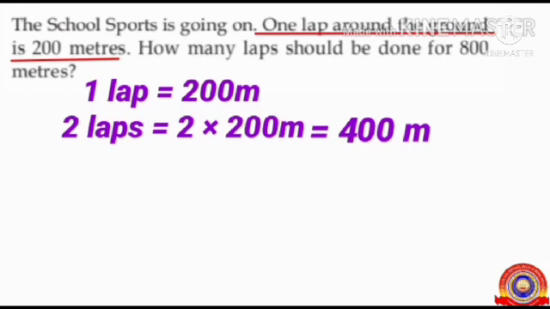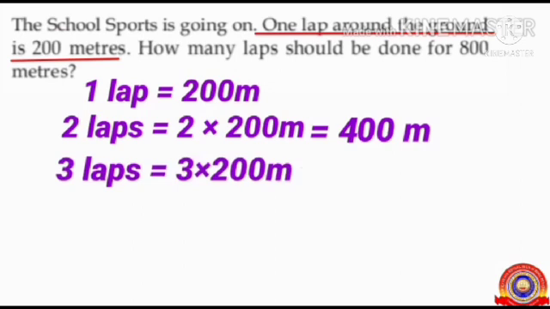If so, how many meters will be 3 laps? Yes, 3 laps equals 3 times 200 meters. 3 into 2, 6. Then put these 2 zeros on its right side. 600 meters. So 3 laps around the ground is 600 meters.